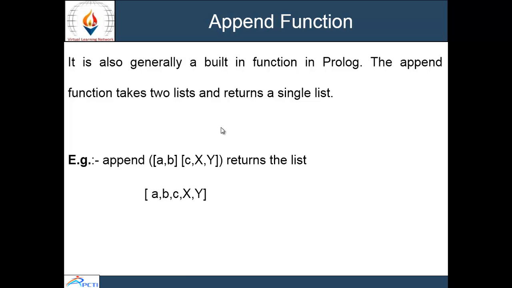Next is the append function. It is also generally an inbuilt function in Prolog. The append function takes two lists and returns a single list such that the elements of the first list followed by the elements of the second list constitute the elements of the return list. For example, if we write append, then first list and second list, it will return the list like A, B, C, X, Y, meaning the list with all the elements.